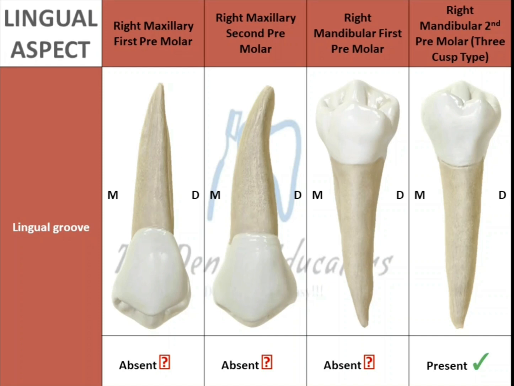There is no groove evident on the lingual aspect separating the lingual cusps for the maxillary first and second premolar and mandibular first premolar. But a lingual developmental groove is observed on the three-cusped mandibular second premolar, which separates the mesio-lingual cusp from the disto-lingual cusp, as displayed in the image below.